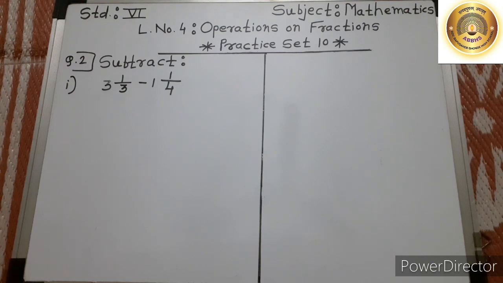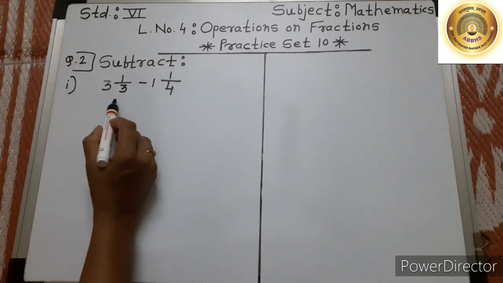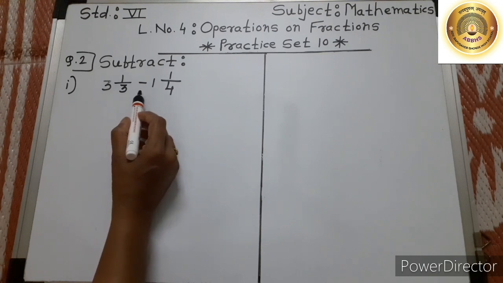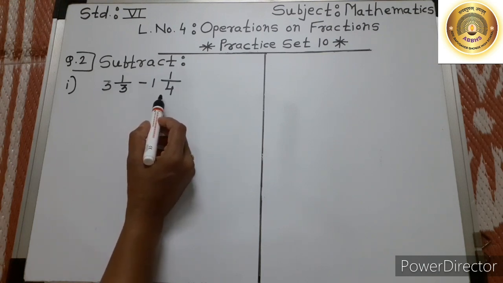Let's continue with lesson number 4, operations on fractions. We will start with practice set 10. Question number 2, subtract. The first example is 3 and 1 upon 3 minus 1 and 1 upon 4.